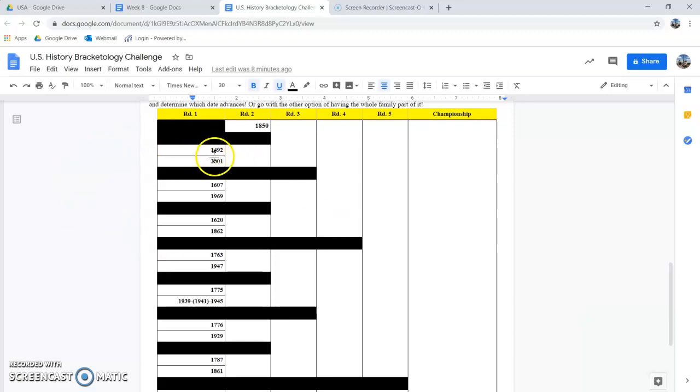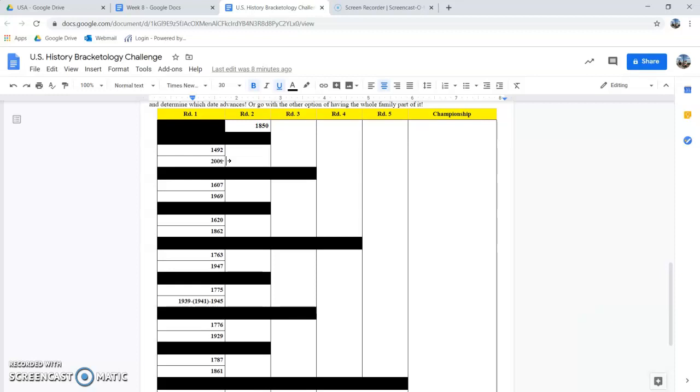As you can see, round one, 1482 and 2001. So you're going to talk about what happened in 1482, what happened in 2001, and which one was more significant. Now, you can't say if 1482 didn't happen, none of the rest of these would have happened. You have to look at it in the moment and in the event itself. What was the significance of that event and what was the impact? But you cannot say none of these would have happened if this one didn't happen first. So be careful of that.